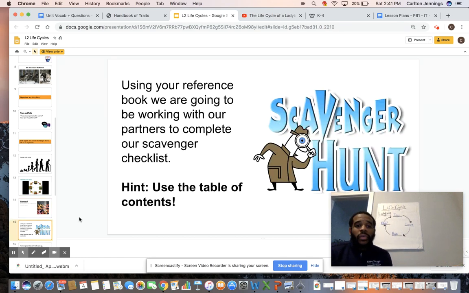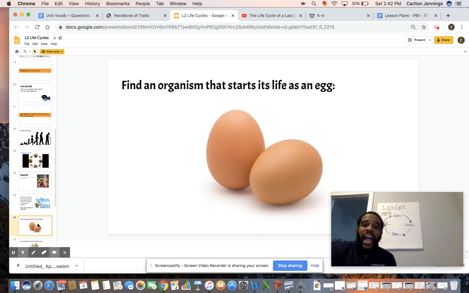So using our reference book, we're going to be working with our partners. Well, we're not going to be working with a partner. I'll be your partner to complete a scavenger checklist. We're going to use the table of contents. Remember, the table of contents helps us not have to read the entire book, but just use the information from the table of contents to find what we're looking for. So find an organism that starts its life as an egg.